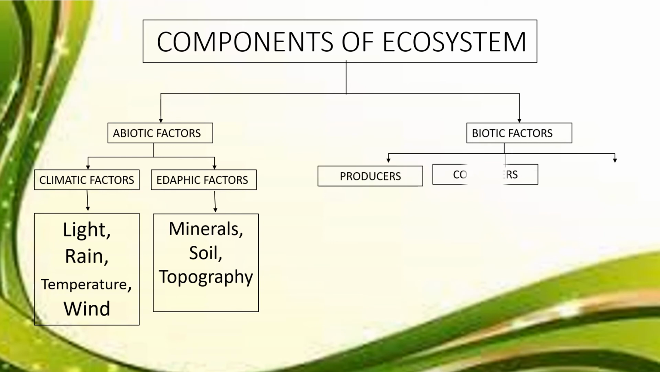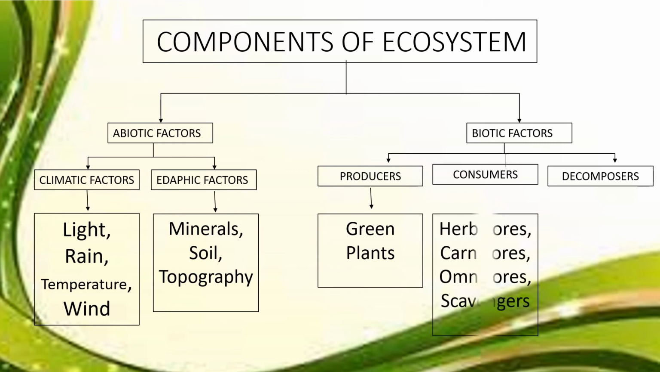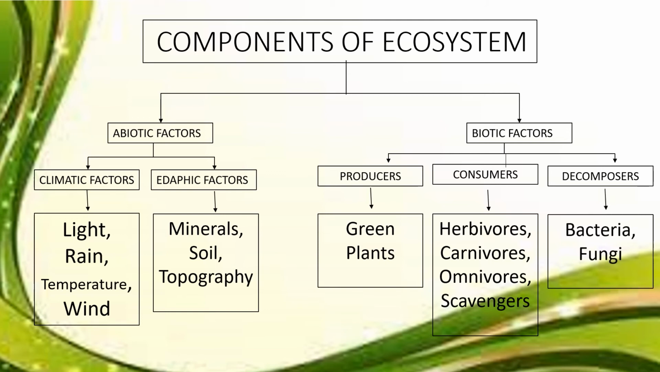In biotic factors, these are classified into three: the producers, consumers, and decomposers. Producers are the green plants. Consumers are the herbivores, carnivores, omnivores, and scavengers, and the decomposers are the bacteria and fungi.